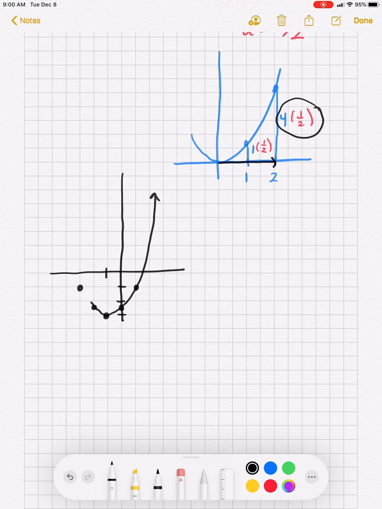So hopefully that helps. Go back to the outline, take a look at your options.